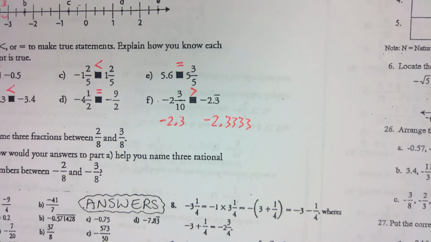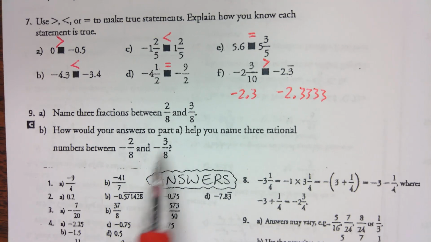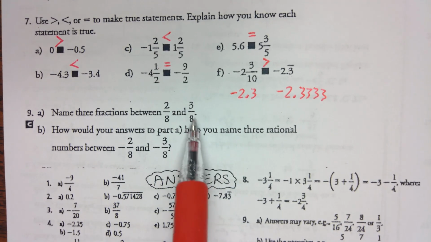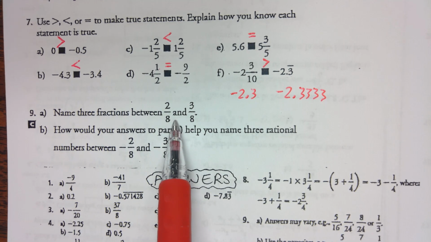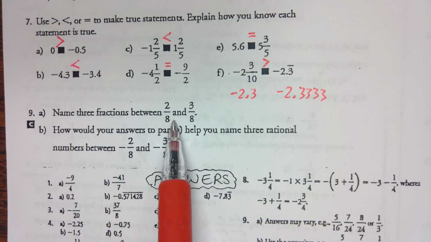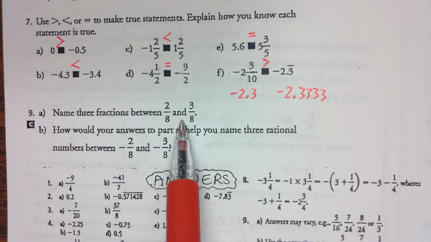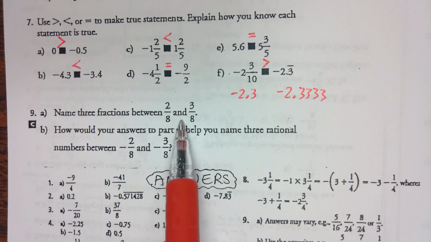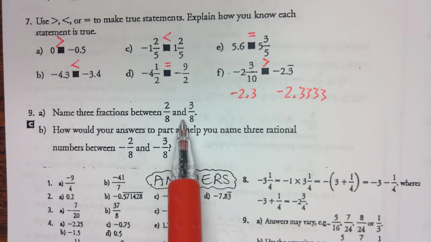Okay. Last example, number 9 right here. Name 3 fractions between 2/8 and 3/8. This is a tricky one. Name 3 fractions between 2/8 and 3/8. Can I do 2.5 over 8? No. Decimals and fractions, they are like rivalries. They don't like each other. So don't put them together. All right. Do you have an idea?